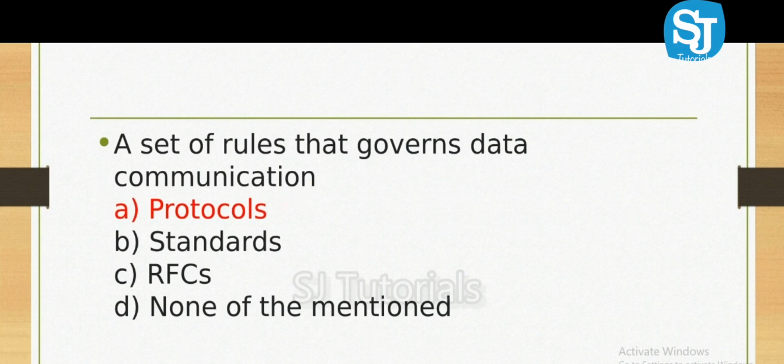A protocol is the set of rules and regulations used in the network. Okay, so it is the rules that govern data communication. So any data communication has a set of protocols.